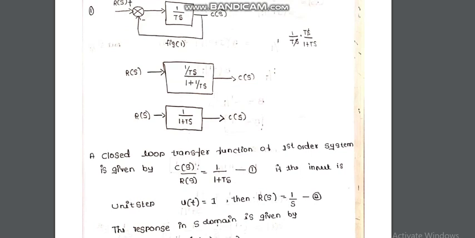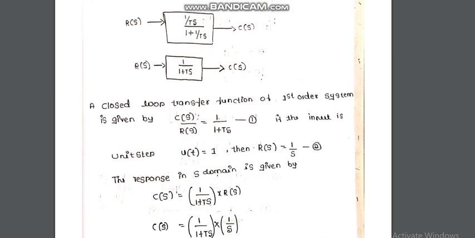Now we'll take the input as the unit step function. That is, unit step input u of t is equal to 1. The Laplace transform of that is 1 divided by s. So then I can write input R of s is equal to 1 divided by s. Call that equation 2.